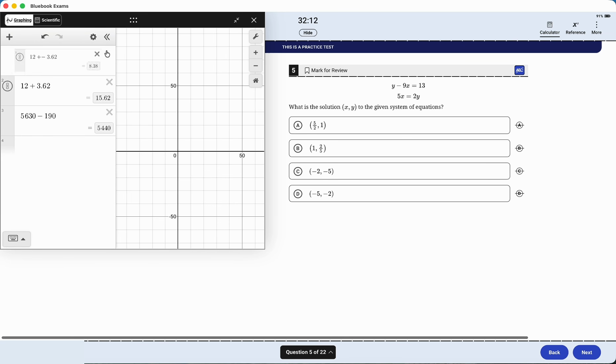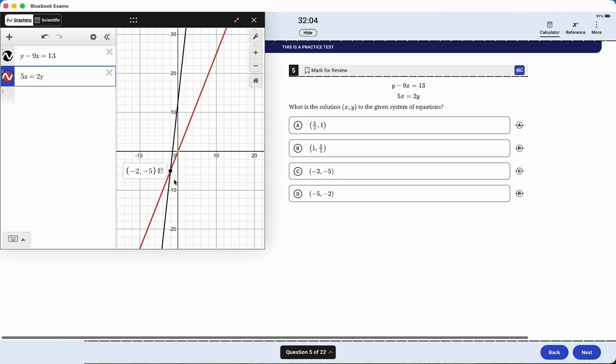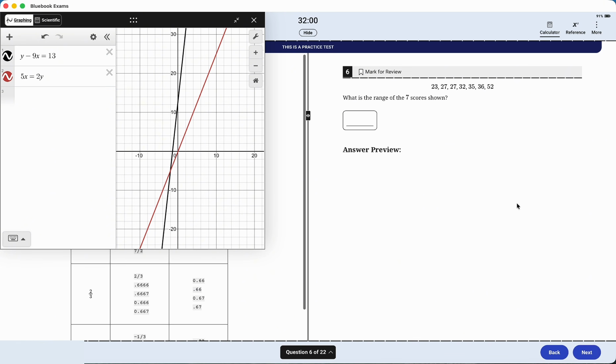Okay, next one, freebie. This is the first system we saw. Usually you get a few system problems, I feel like. System, just type it into Desmos, and then just click where they intersect, -2, -5. That's it. C is our answer.